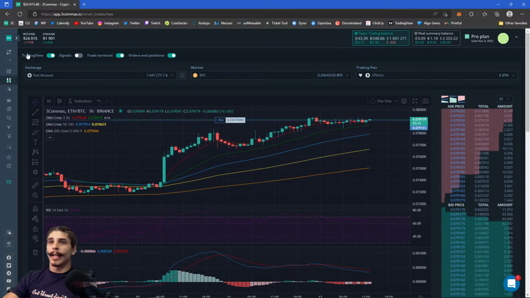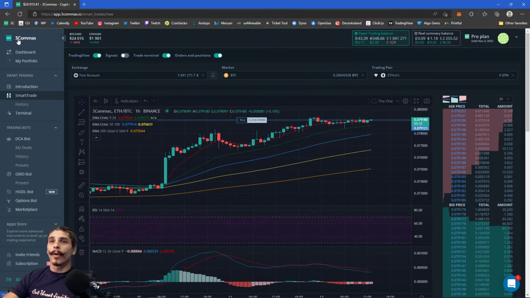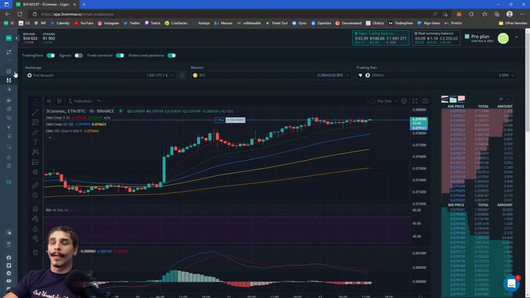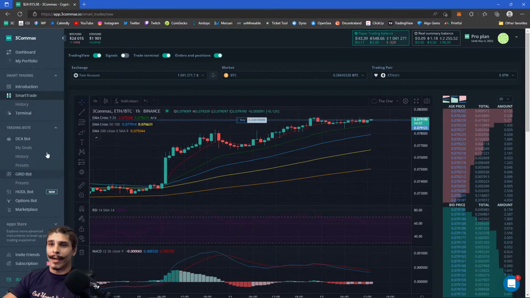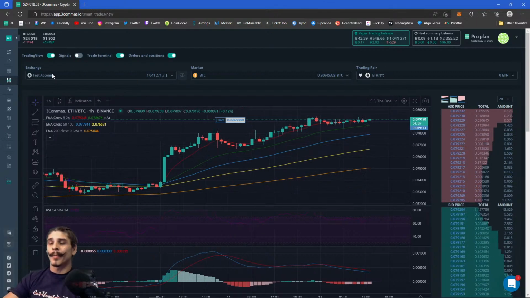So let me just go ahead and start from top to bottom. What we're going to be looking at here is the 3 commas platform. Once you get logged in, all that good stuff. I have tons of videos on how to get logged in. I'm going to skip all that today. I'm going straight to the Smart Trade terminal. So if you click on Smart Trade, this is where you're going to end up. I'm going to go ahead and minimize that screen now. And at any time, you could click around and see what else is going on here. But we're playing around with Smart Trade terminal.